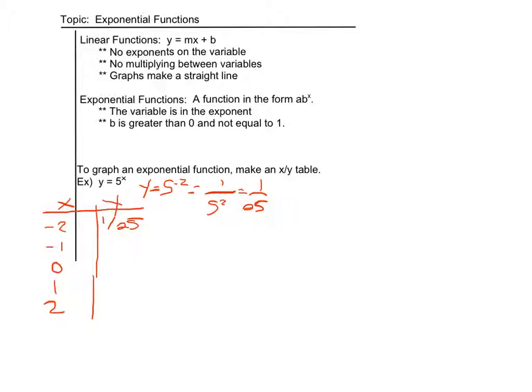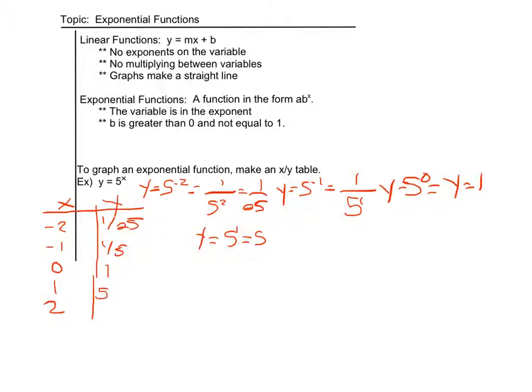When x equals -1, I get y equals 5 to the -1, which as we learned is 1 over 5 to the +1, or 1/5. Not quite as small of a decimal. When x equals 0, I have y equals 5 to the 0, which we know is y equals 1, because anything raised to the 0 power is 1. If I let x equal 1, I have y equals 5 to the 1, which is just 5. And if x equals 2, I get y equals 5 squared, which we know is 25.